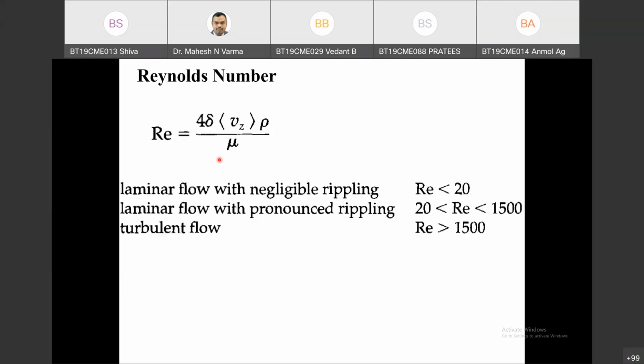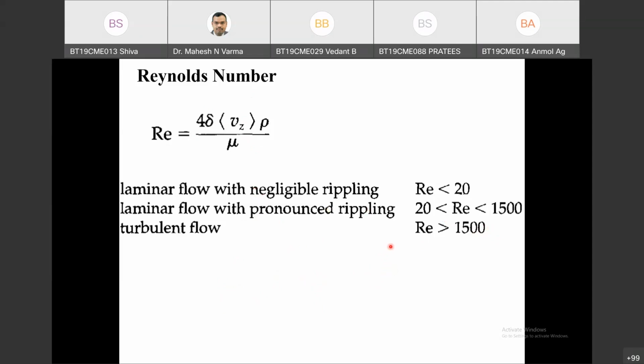If the Reynolds number is less than 20, then we can consider that flow to be laminar with negligible rippling. Rippling means the wavy nature of the flow. If the Reynolds number according to this definition is between 20 and 500, then predominant rippling will be there. Rippling means the flow will be of a wavy nature.